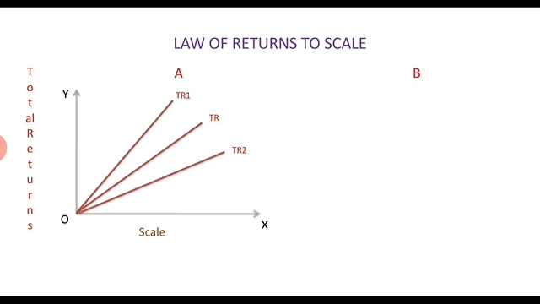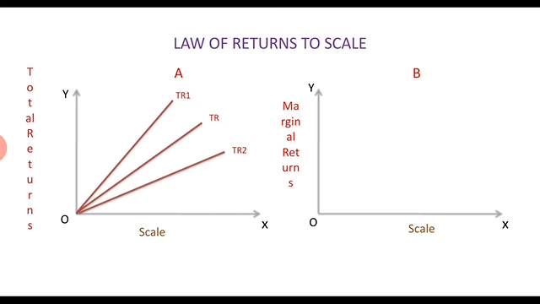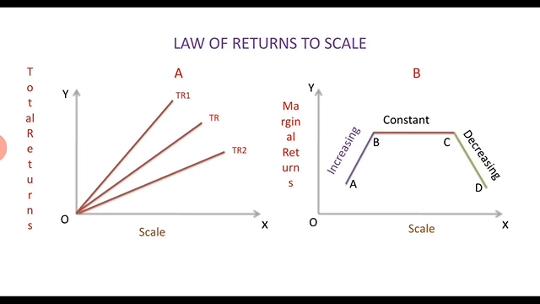In diagram B, scale is shown on the x-axis. Marginal returns are shown on the y-axis. AB segment indicates increasing returns. BC segment indicates constant returns and CD segment shows decreasing returns.